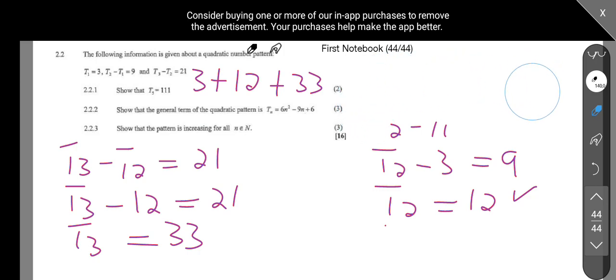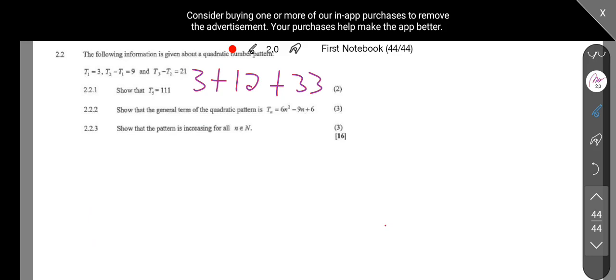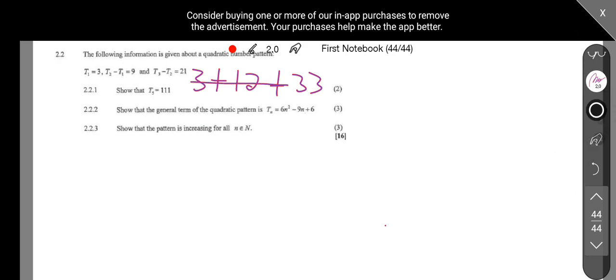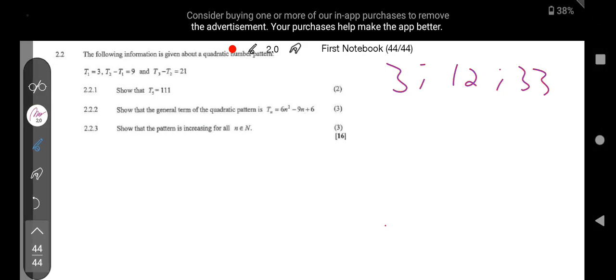Okay, so we are going to erase these things. Our main focus is term number 5, but we know that it is a quadratic number pattern. We've been told in the given statement: the following information is given about a quadratic number pattern. I wasn't supposed to write series there. This is a sequence: 3, 12, 33. It's not a series. We don't have such a thing as a quadratic series. I'm sorry.